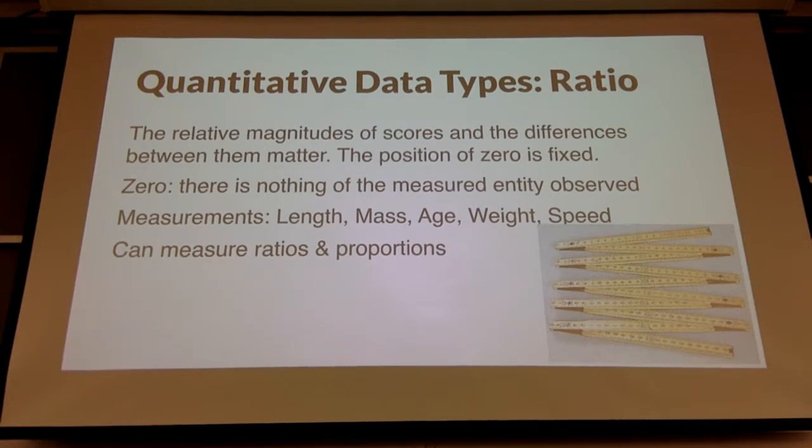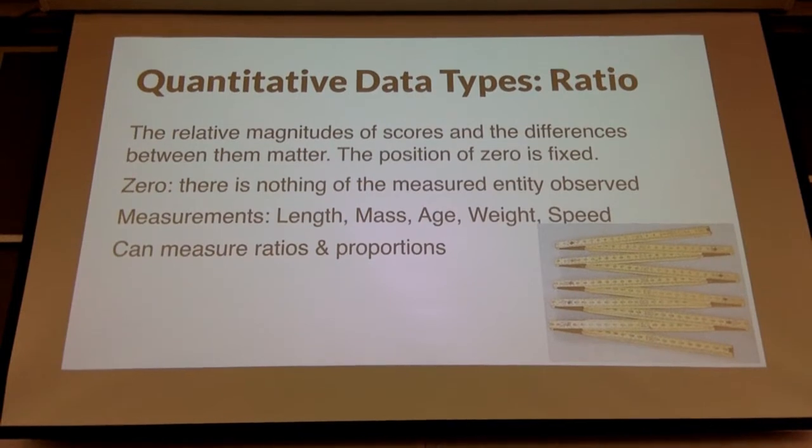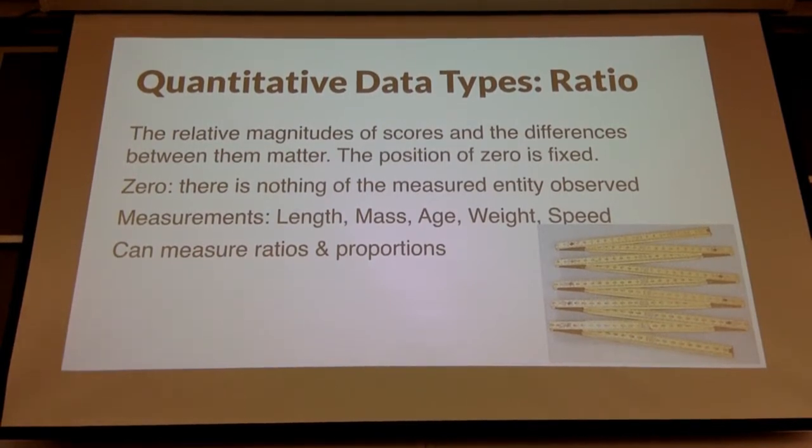Quantitative ratio data types: here the relative magnitudes of scores and the differences between them matter, and the position of 0 is fixed. So there's 0, there's nothing of the measured entity observed. Things like length, mass, age, weight, speed. So is the year 2018 on a year scale interval or ratio? Interval, yes, because our 0 point is largely arbitrary, right?